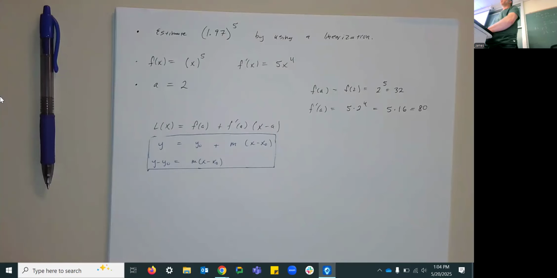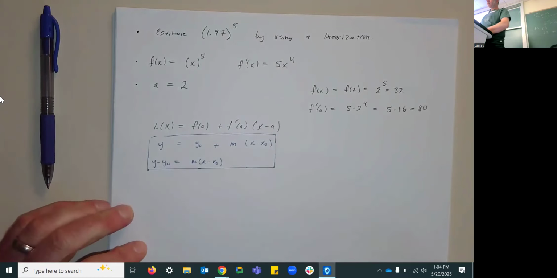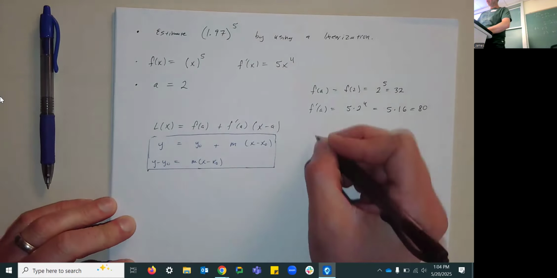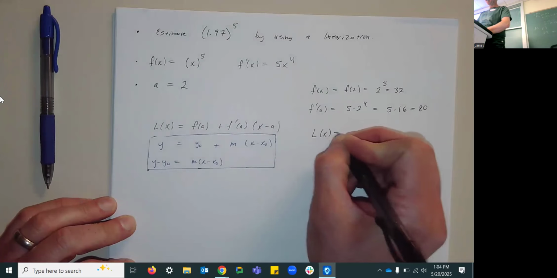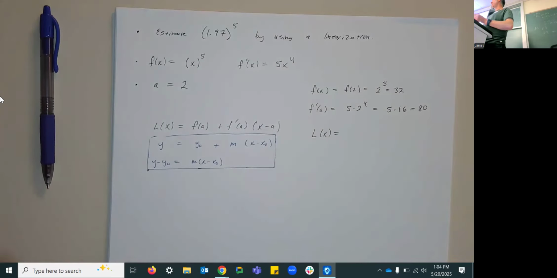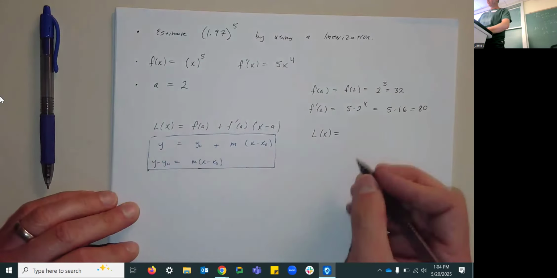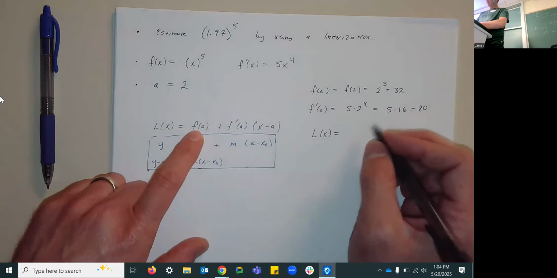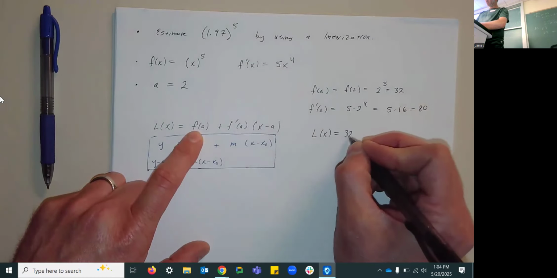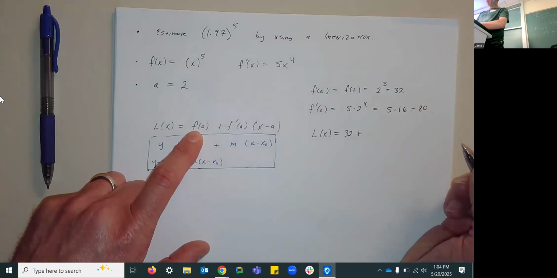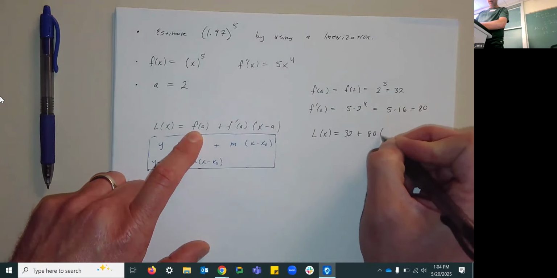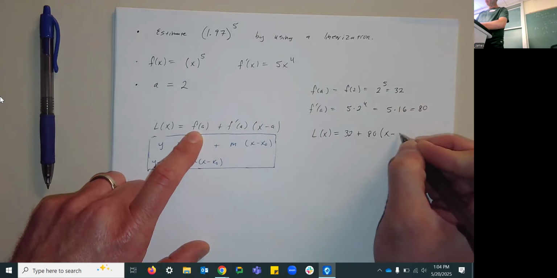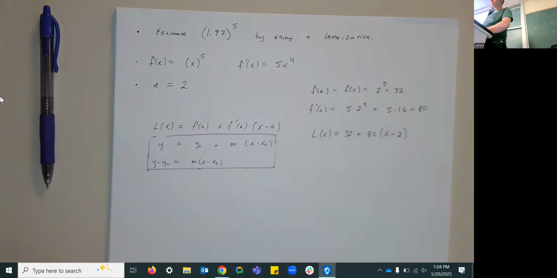Or you can divide by 2 and then multiply by 10. 16 divided by 2 is 8, and 8 times 10 is 80. So writing my linearization, which is again just the equation of the tangent line, our linearization here is going to be f of a, which was 32, plus f prime of a, which is 80, times x minus 2. x minus a.